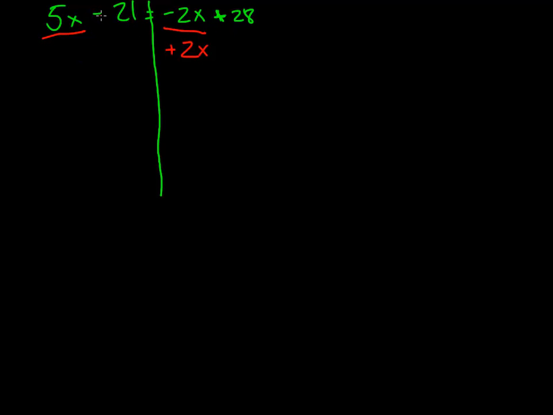So here, we're going to move this to the right side. We're subtracting 21. The opposite of that is add 21 to both sides. What you do to one side, you have to do to the other. Plus 2x gets you 7x equals 28 plus 21, 49. Divide both sides by 7. X equals 7. Run through your check steps real quickly and see if that's what you get.